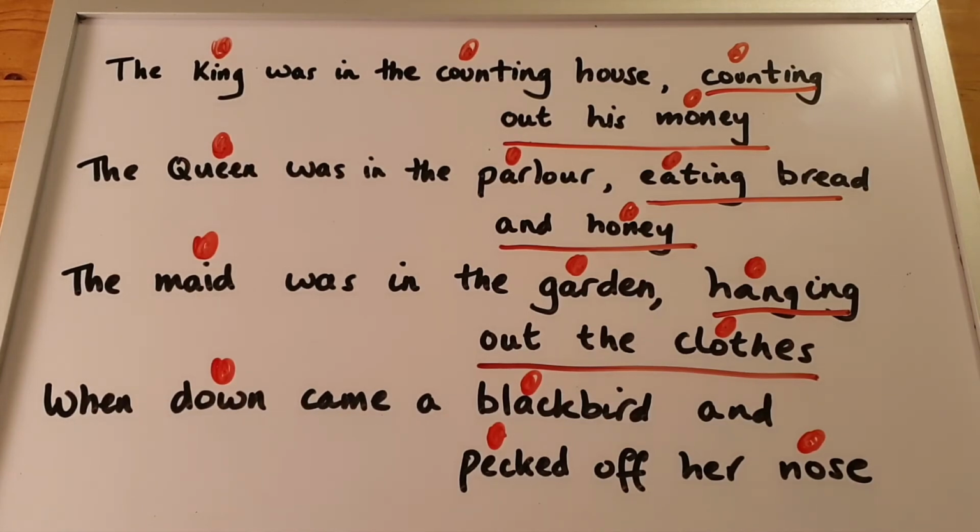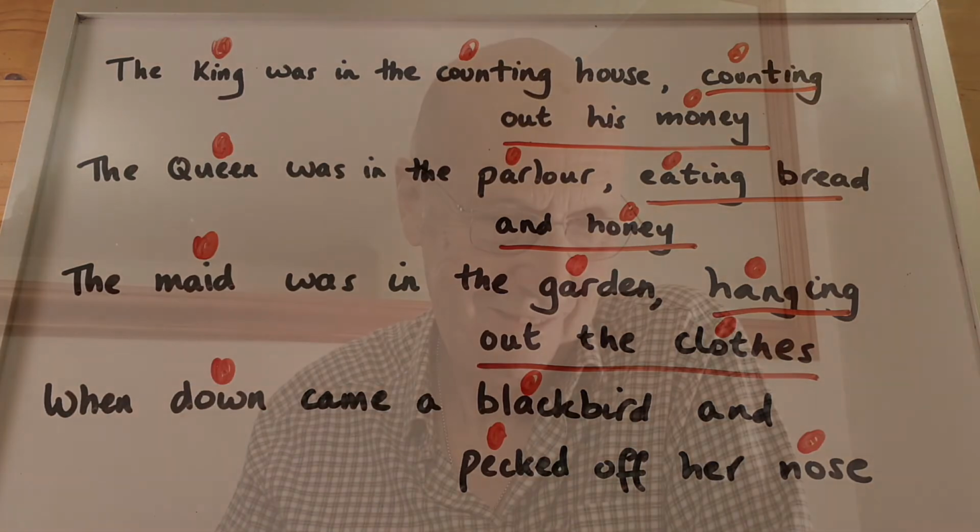The queen was in the parlour, eating bread and honey. The maid was in the garden, hanging out the clothes when down came a blackbird and pecked off her nose. Try it very slowly and gradually get faster and faster. It will help your English enormously.